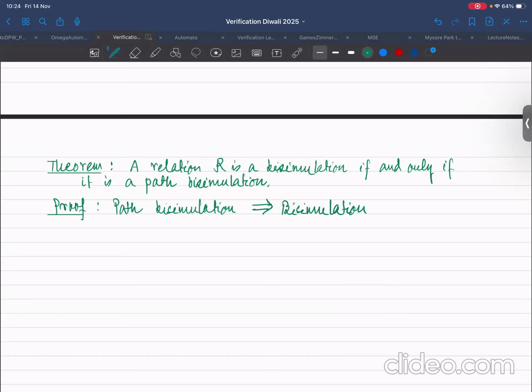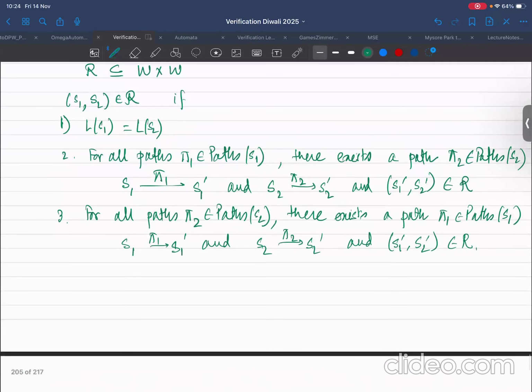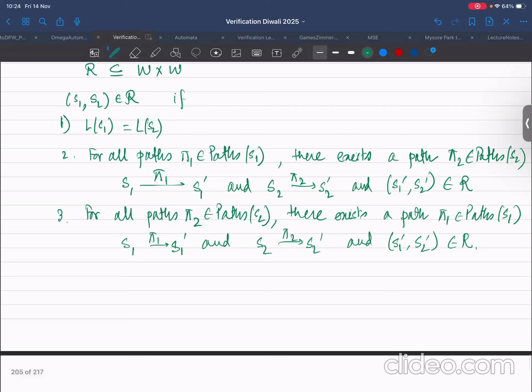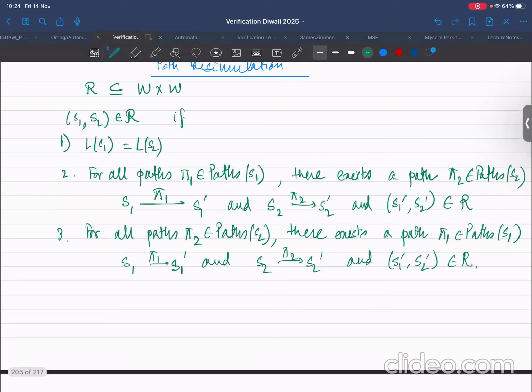So can we say, suppose there is a path bisimulation, then take the single length path. We want to show that the corresponding path from S2 will also be a single length path. Yes. In fact, I should have made the length part of the definition.